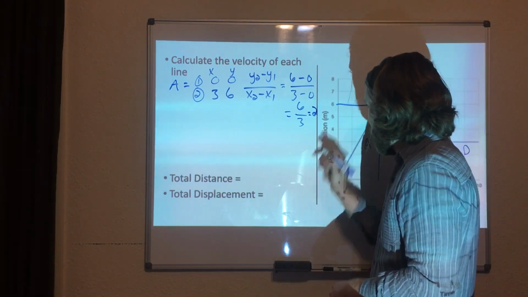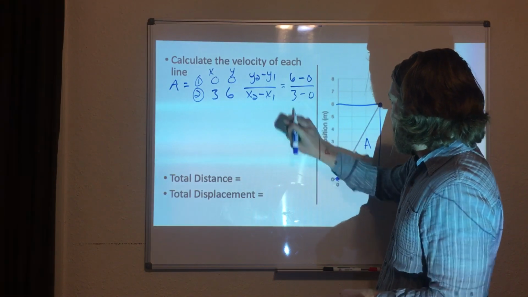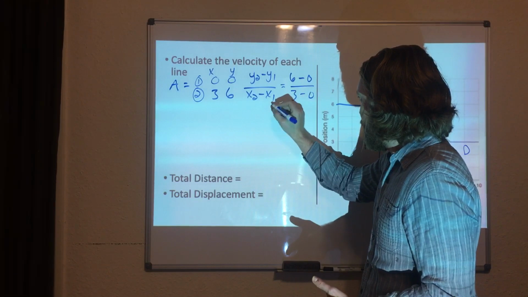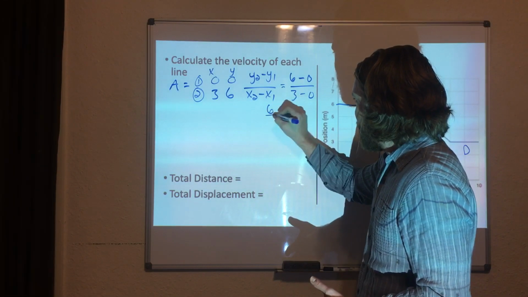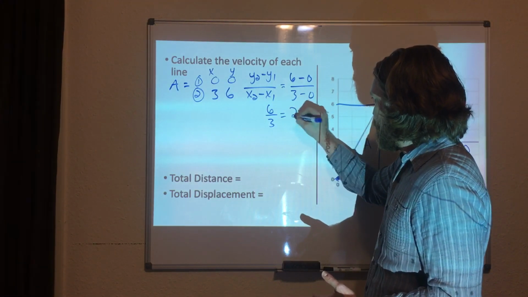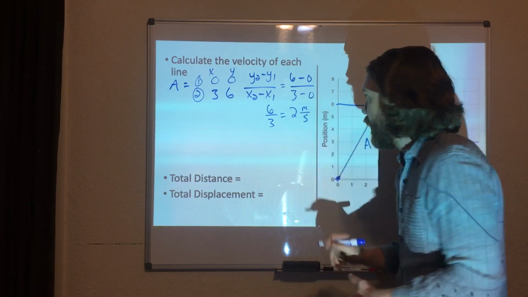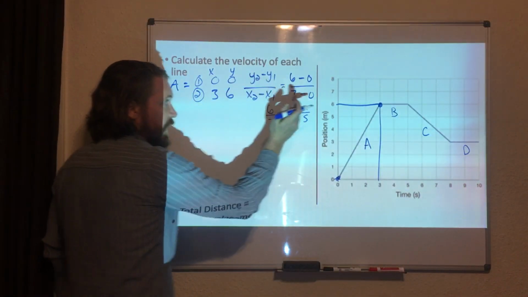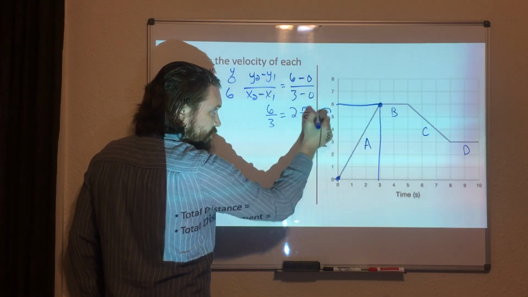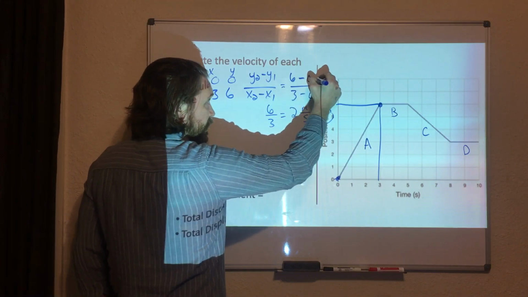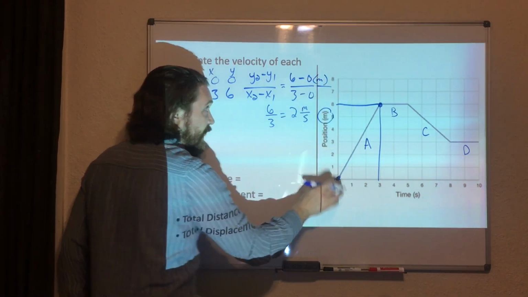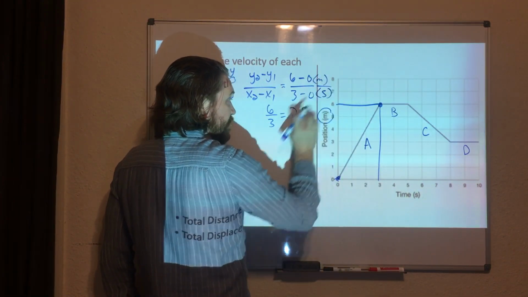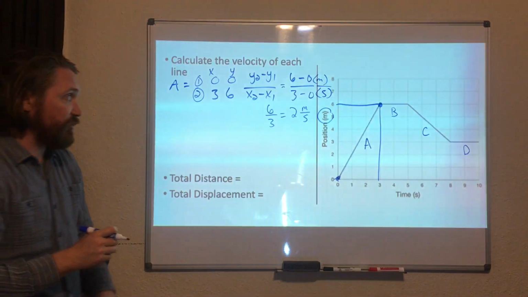I didn't give myself a lot of room, so I'm going to take this and bring it over here. This gives me 6 divided by 3, which is equal to 2 meters per second. Why meters per second? Look at it. We have Y on top, and our Y-axis is meters. So this up here is meters, divided by our X-axis, which is seconds. Meters divided by seconds, or we call it meters per second.